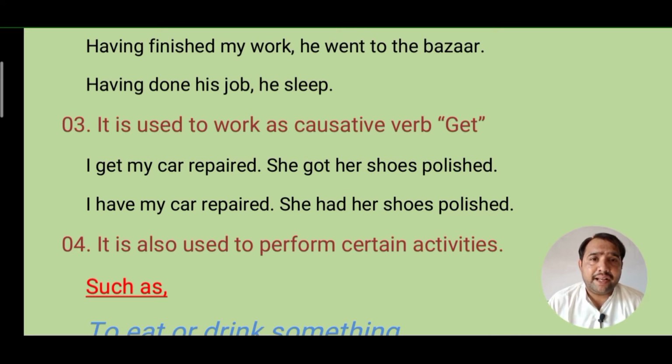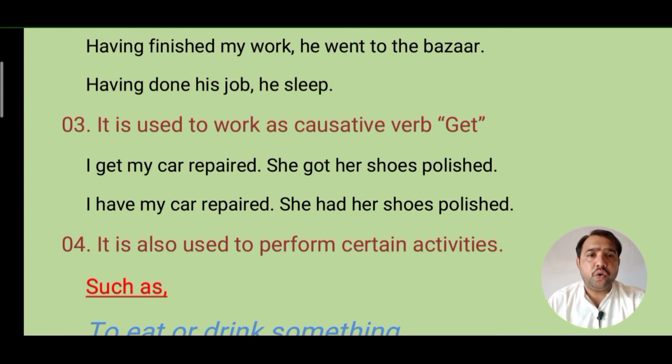Here in the first example, you will notice that we have made a causative sentence. How? I get my car repaired. This causative verb get can be replaced by have. I have my car repaired. In the second example, she got her shoes polished. It should also be replaced by putting have. How? She had her shoes polished.